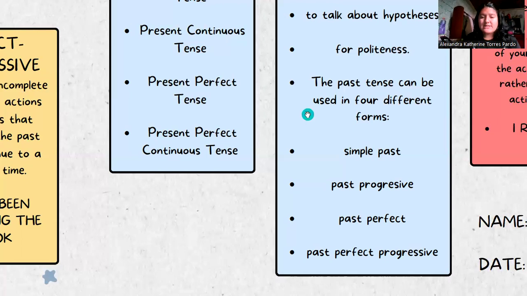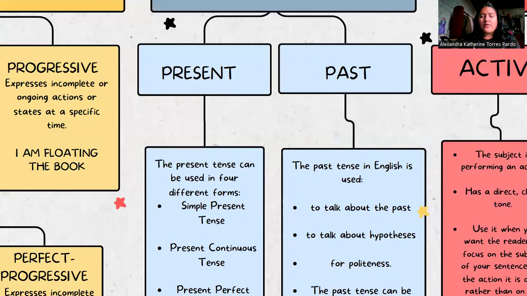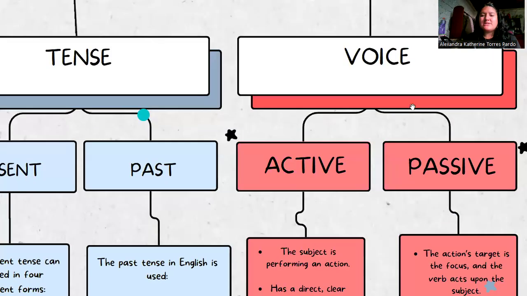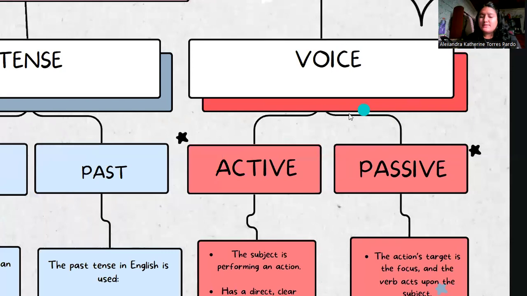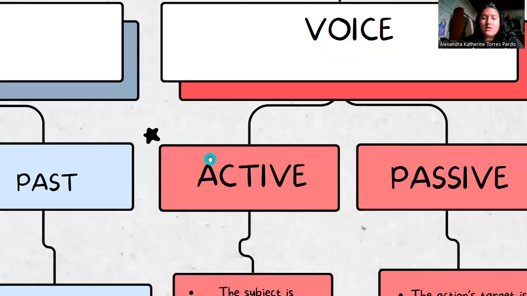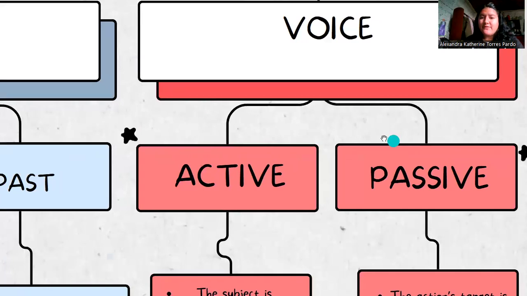Right, that's all the explanation that I have for the tense. And now we are going to pass to the last one, that is voice. Okay, voice. Voice is the expression of the relationship between the predicate and nominal function. English has two voices: the active voice and the passive voice.